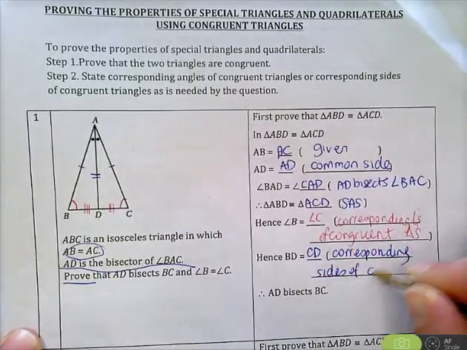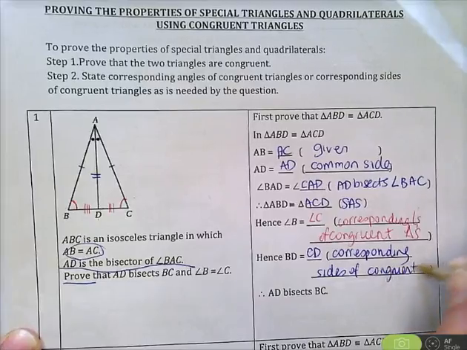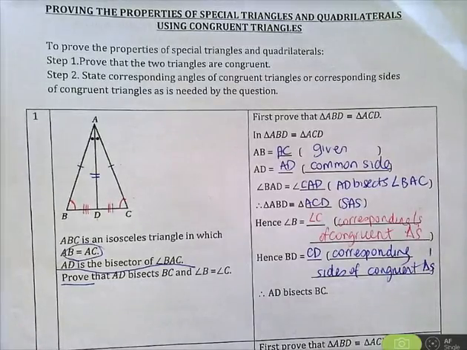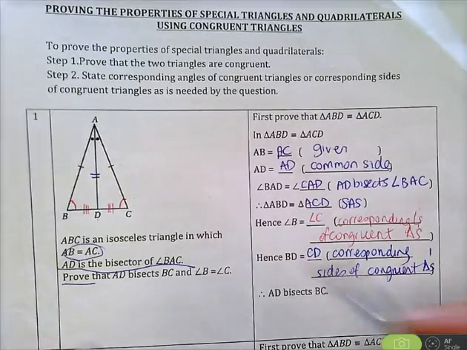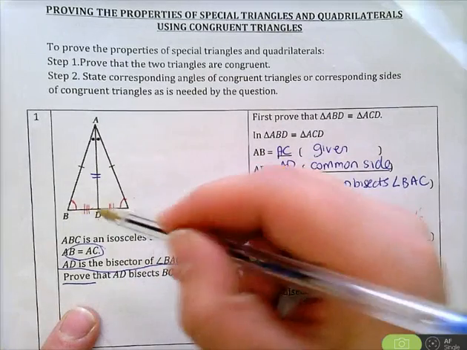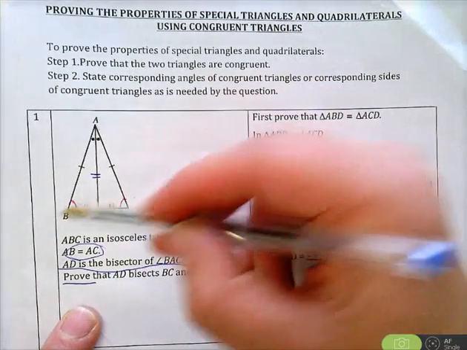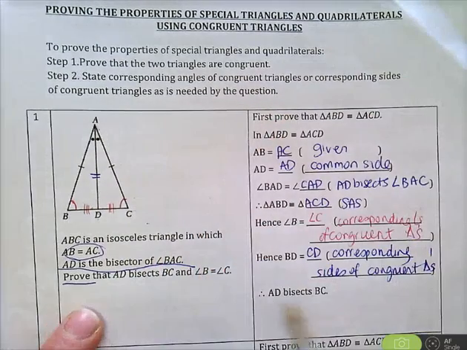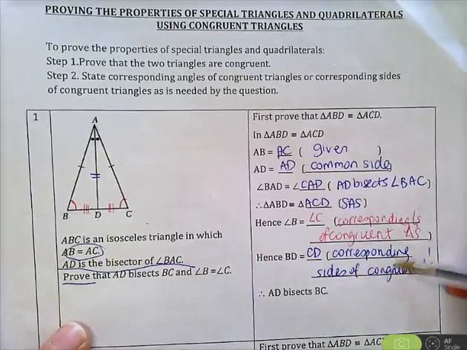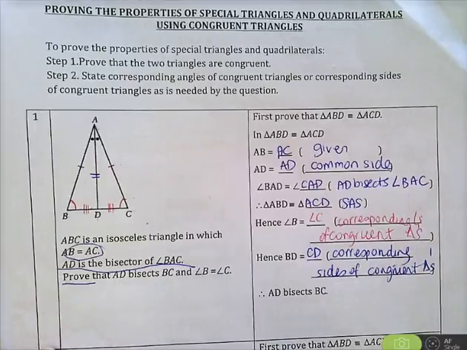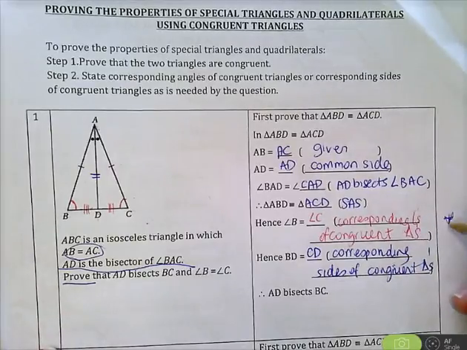See, girls, once the two triangles are proven to be congruent, you then turn around and say, yep, that angle matches that one, that side matches that one. That's all you're allowed to do once you've proven that two things are congruent. Now, if BD equals CD, doesn't it mean that AD cuts it in half? So now we say, therefore, AD bisects BC. So once you've proven that two triangles are congruent, these are automatically the next steps.